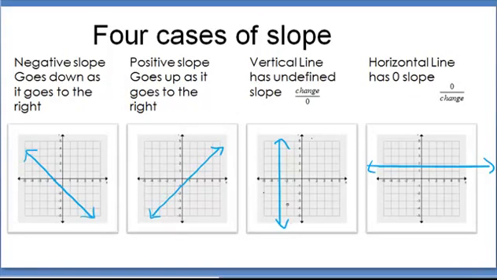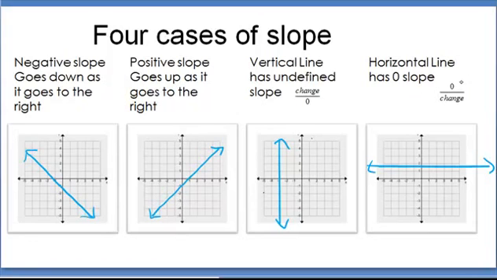A vertical line will have an undefined slope because if you think of your ratio, your numerator, your vertical change is changing. But your horizontal change is not. It's 0. You are not moving across, and you're not allowed to have a 0 in the denominator. So anytime you have a 0 in the denominator, that is undefined. So vertical lines, undefined slope.